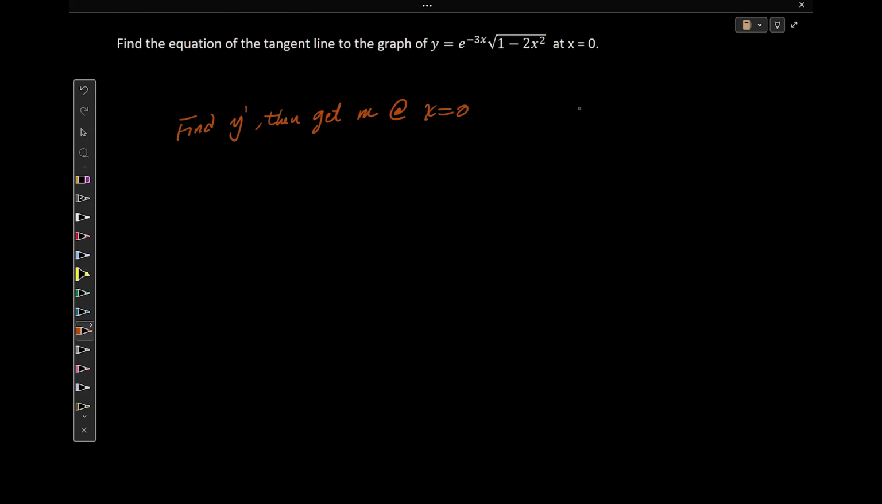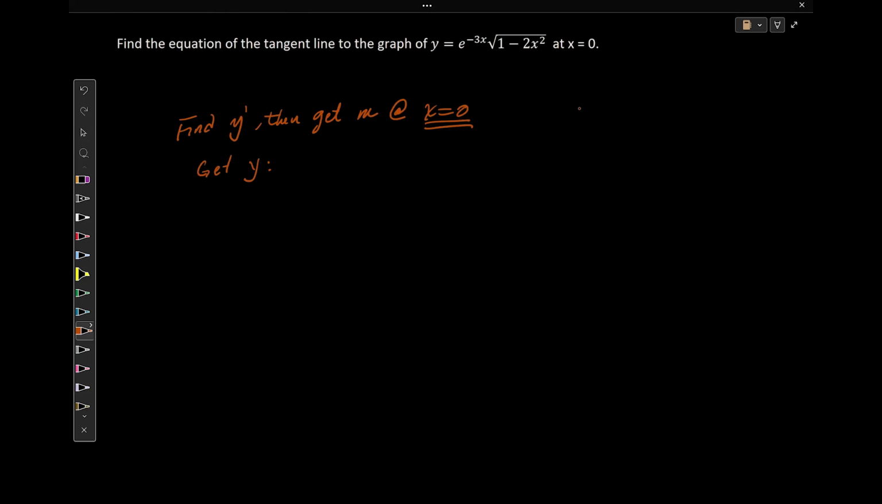So let's find y first. We know we need y, right? We need a slope and a point. We're not given a point, we're given the x coordinate of that point. So let's go ahead first and find y, get it out of the way. So let's get y first.